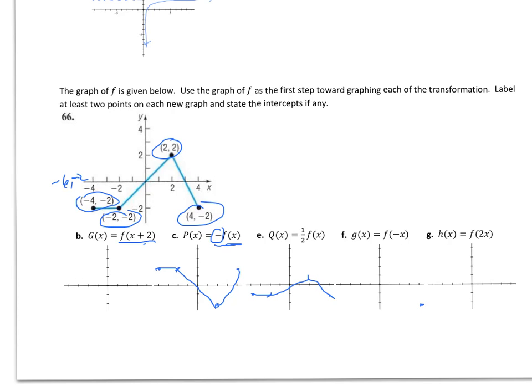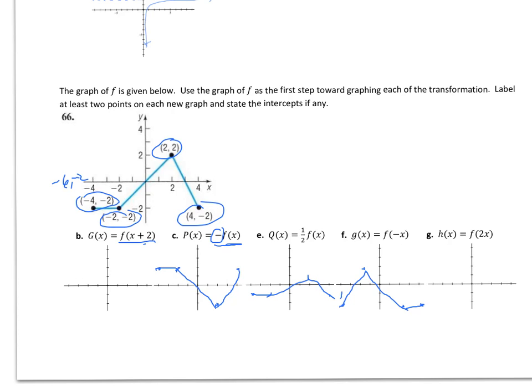Instead of -2, -2, we get +2 and -2. Instead of 2 and 2, we get -2 and 2. And instead of 4, -2, we get -4 and -2. Right there. So there's that graph. Again, we flipped it over the y-axis.